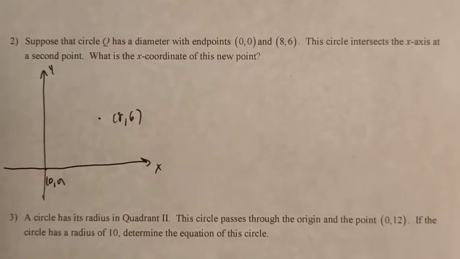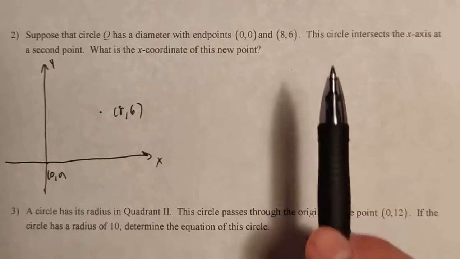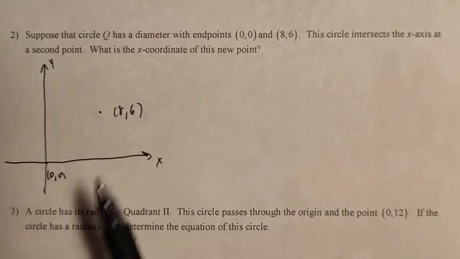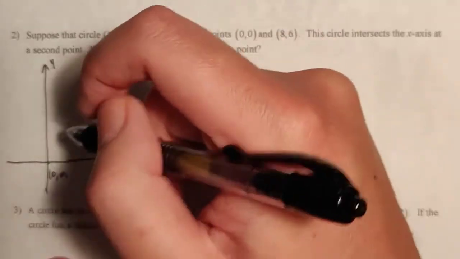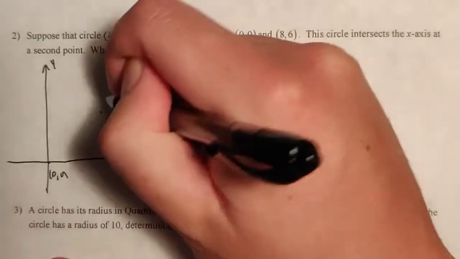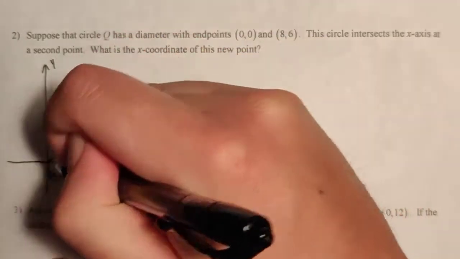All right, so let's have a look at these problems here. As you can see, we have information about a circle Q with a diameter whose endpoints are (0, 0) and (8, 6). We want to determine where it intersects the x-axis again. As always, it's a good idea to sketch a picture of this so that we can see what it is going to look like.